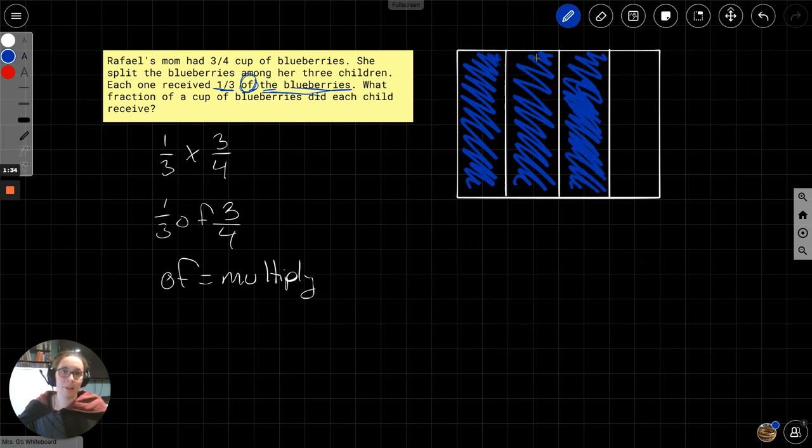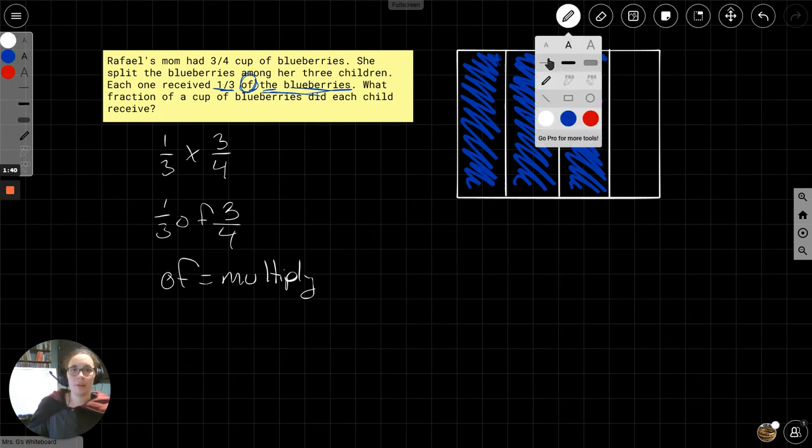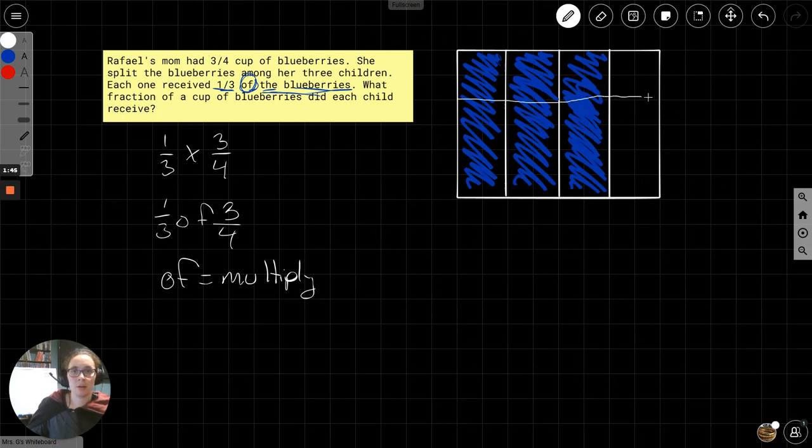Now, I need to chop these 3/4 into thirds. I'm multiplying it by thirds, so I'm going to take my thirds and go the other direction with them. My thirds are going to go side to side. 1, close enough, 2, 3. So now I have thirds. Not perfectly straight lines, but that's okay.